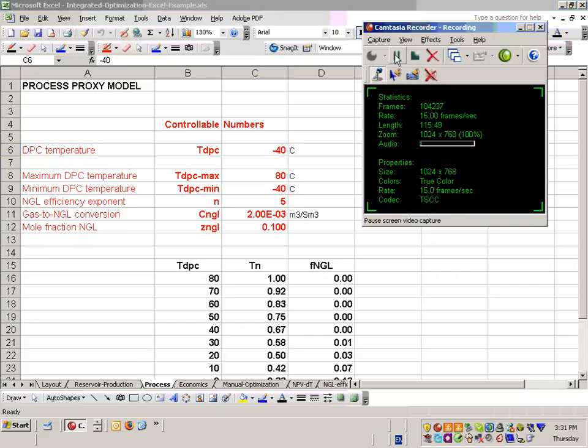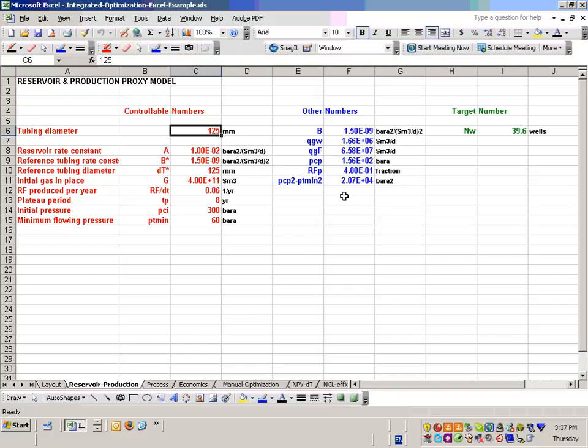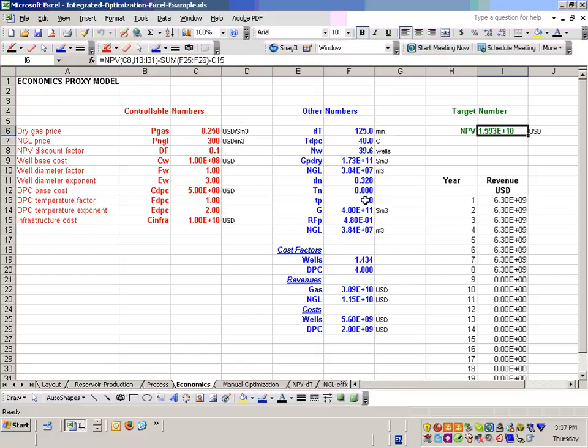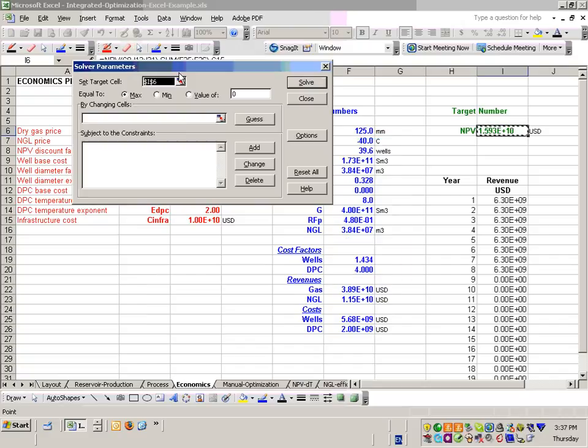Okay, so let's try. Now I'll try to do what I asked you guys to do. We go into Solver and set the target. That's this one here, right? And we want to maximize that by changing cells.